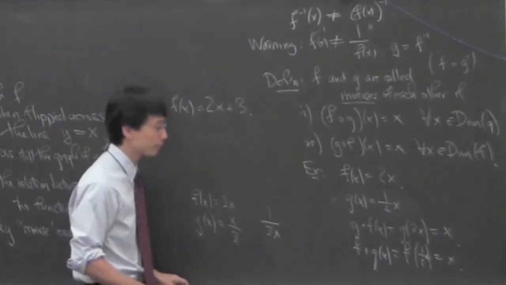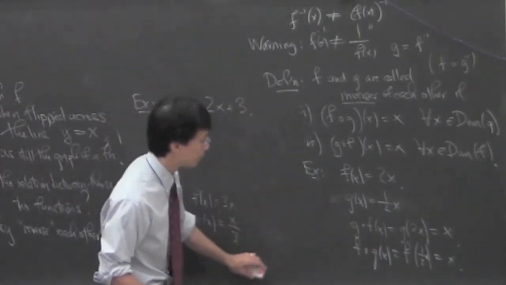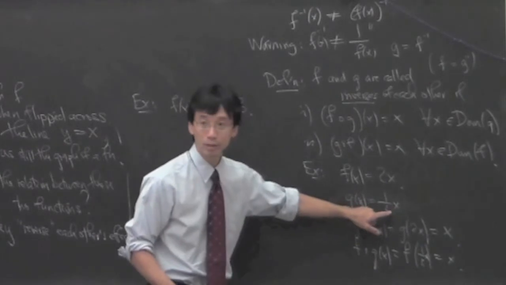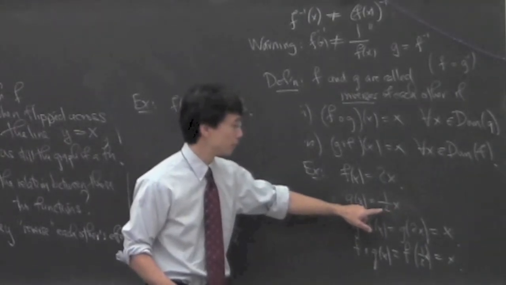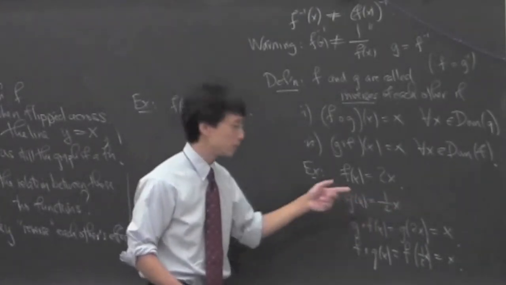How did you know it was 1 over 2 instead of x over 2? It's 1 over 2x. Oh, because you had g of x, say it was 1 over 2x. Okay, that's the same as x over 2.